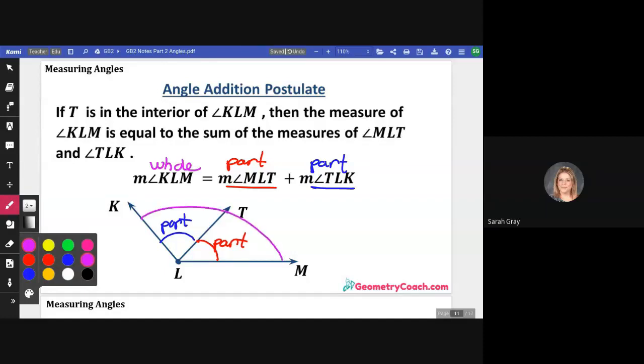So when I'm labeling multiple angles, I'll put a big arc that crosses over both of them so I can tell where I want to start and where I want to end.